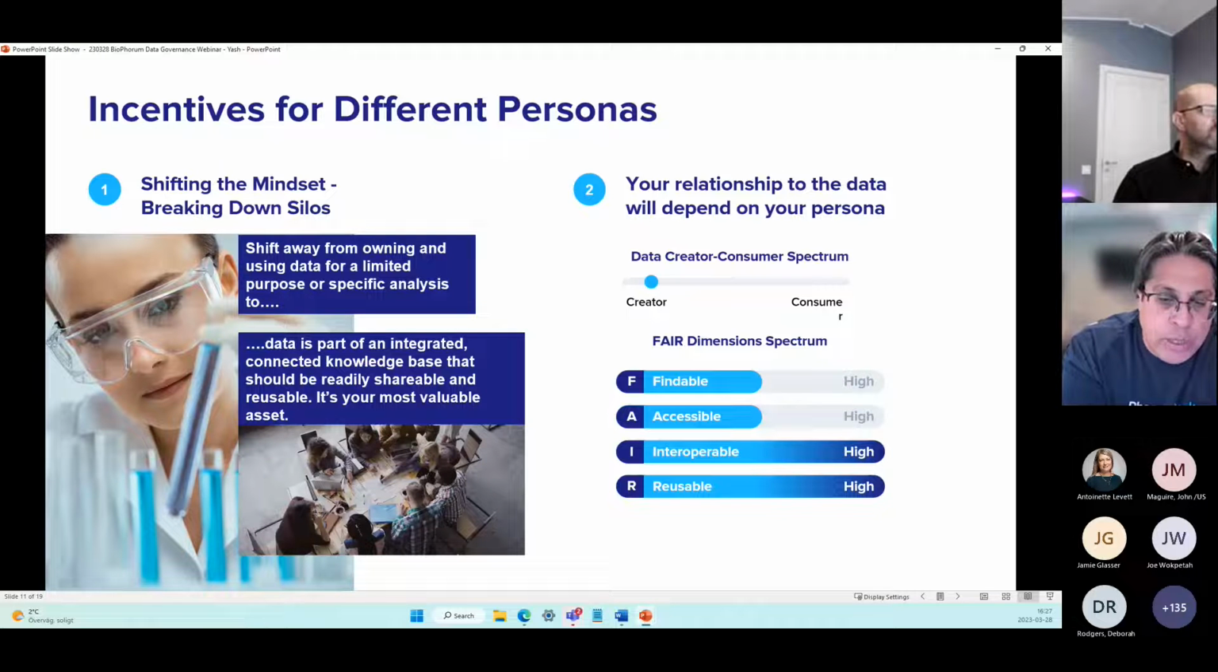So if you're potentially in regulatory affairs, you may be more of a consumer and not as much of a creator of the data. For you, it's important that the information is findable and accessible to generate the documents or regulatory submissions. And so these are the concepts that have to be considered as you think about building a data governance structure that's going to be relevant across your organization.